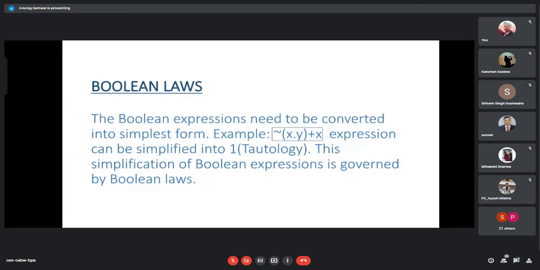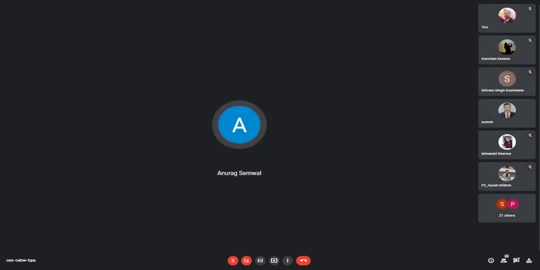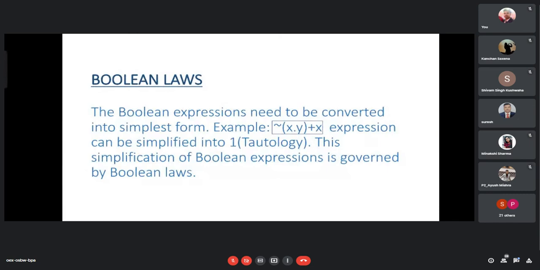Boolean laws. The Boolean expressions need to be converted into simplest form for us to use them. They need to be converted from complex expressions to their simplified versions. For example, dash x dot y plus x. This expression is in its complicated form and not simplified. When we simplify it, it gives the output, which is also known as tautology. We will talk about this later on, how it converted and what laws were used in converting this expression. This simplification of Boolean expressions is governed by Boolean laws.